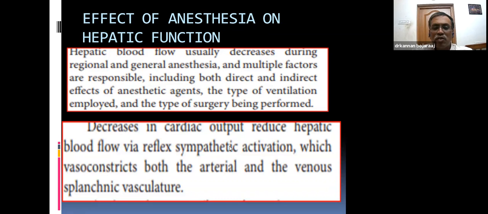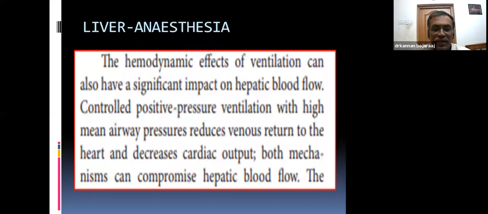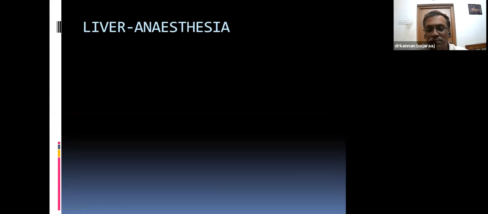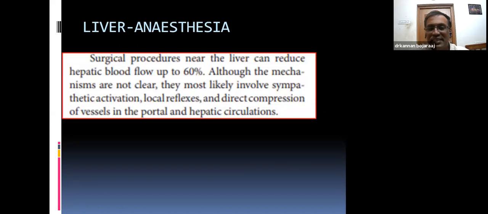Decreased cardiac output causes reflex sympathetic activation, which vasoconstricts the arterial side and the venous splanchnic vasculature, leading to reduction in blood supply to the liver. The hemodynamic effects of ventilation also impact hepatic blood flow, because positive pressure ventilation and high mean airway pressure reduce the venous return to the heart and decrease the cardiac output, which compromises the blood flow. And any surgical procedures near the liver can reduce the liver blood flow.